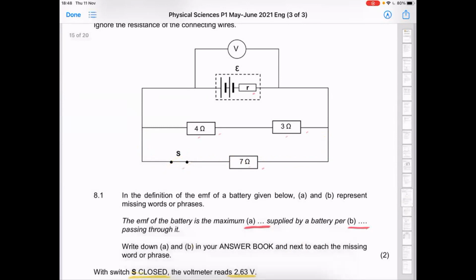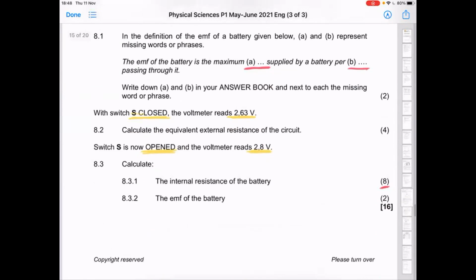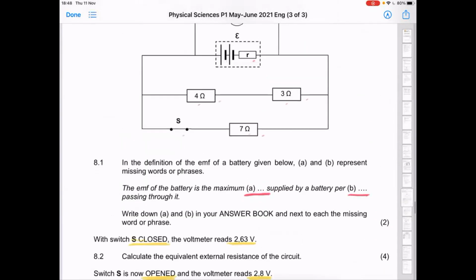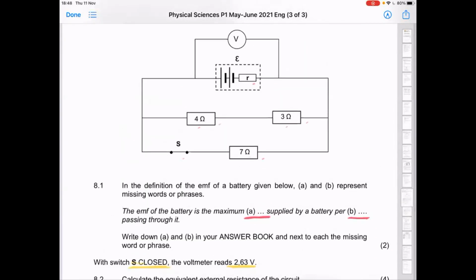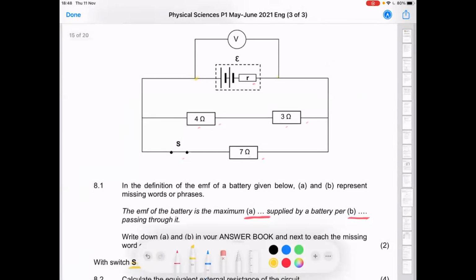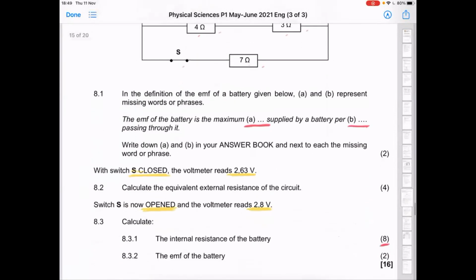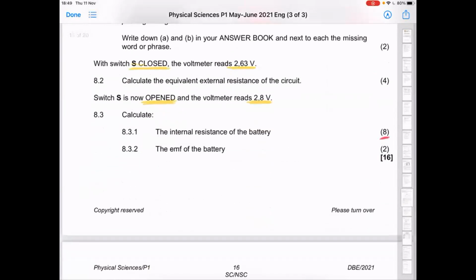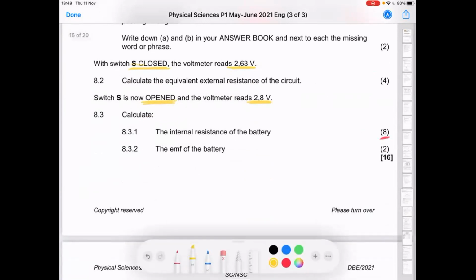Let's solve this. So S is closed. You can see where the voltmeter is. It is only reading across the battery there. When S is closed, the voltmeter reads 2.63. And when S is opened, it reads 2.8.